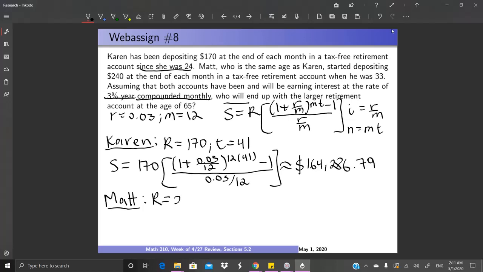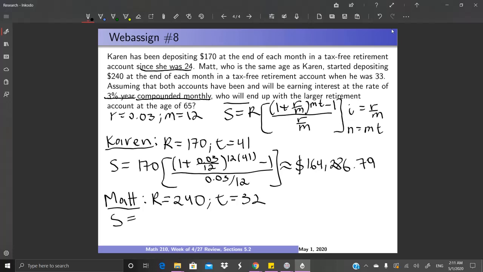He's making a payment of $240. That's his value for R. Let's figure out how long he's making these payments for. So that's T. He starts when he's 33 years old. He stops when he's 65, which means that's a 32-year period. And now we have everything.